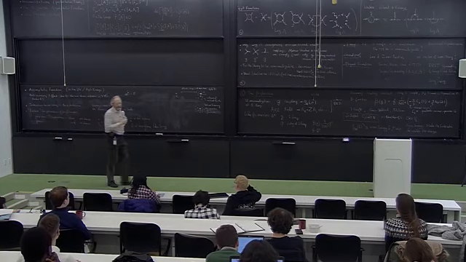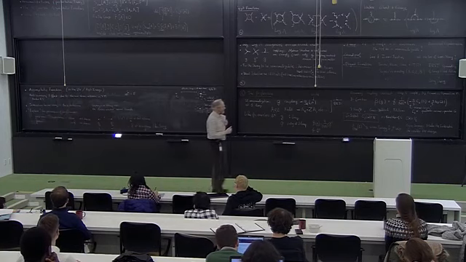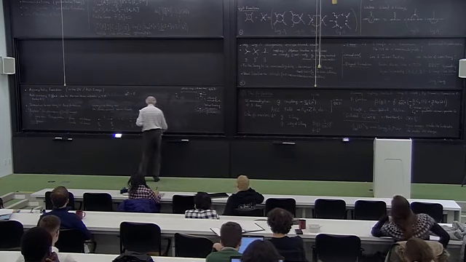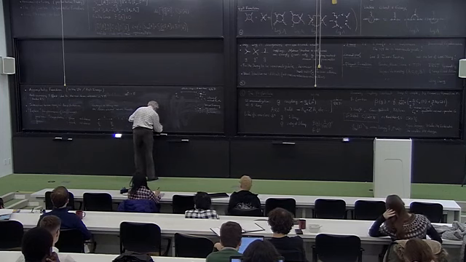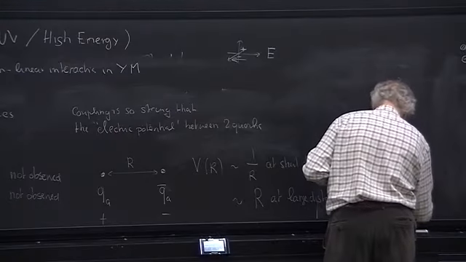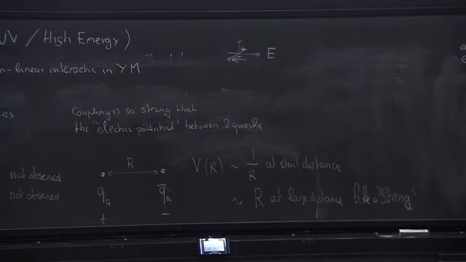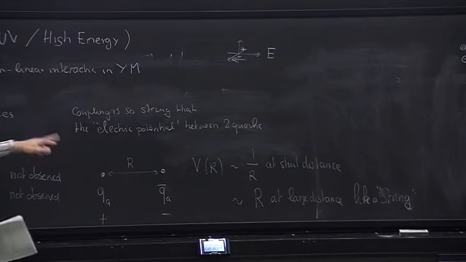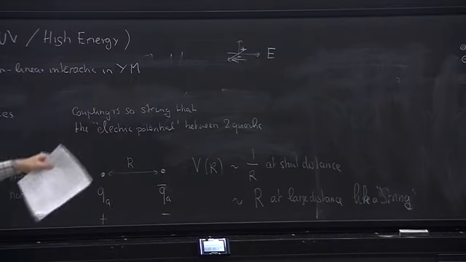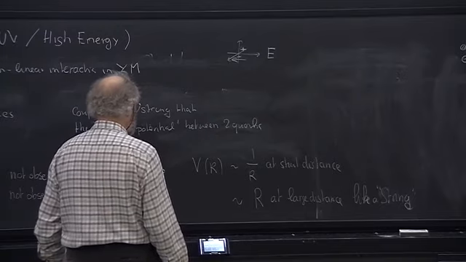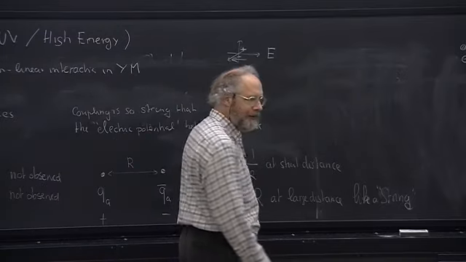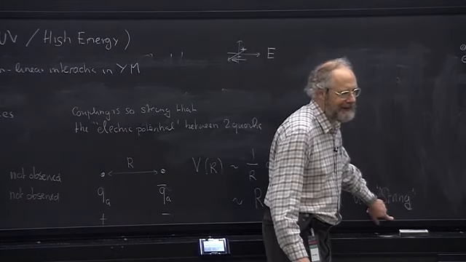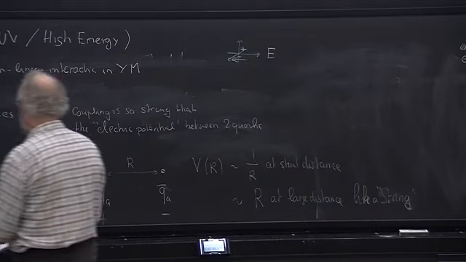Yes? For a spring, isn't the force linear in R and the potential quadratic? Yes, you're right. So it's not like a spring. It's like a string. Sorry, I used the incorrect word. Yeah, the potential goes like R. So it's like what's called a string model. And anyway, this is sufficient to get confinement. So this is a phenomenon of confinement.